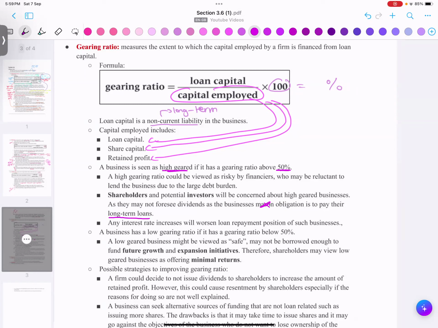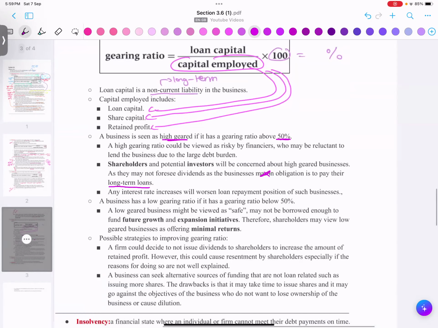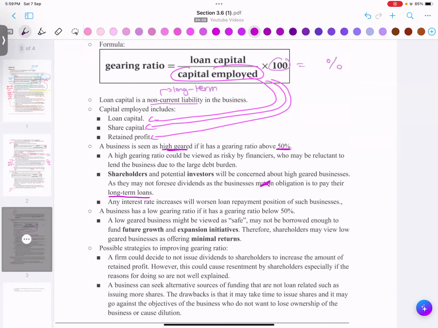Any business interest rate rise will worsen the loan payment position of such businesses. Basically, they're saying that an interest rate increase will increase the loan repayment. They have so many loans already, but they also have an interest rate, right? And especially since it's a non-current liability, meaning it's long term, this is really going to take time.